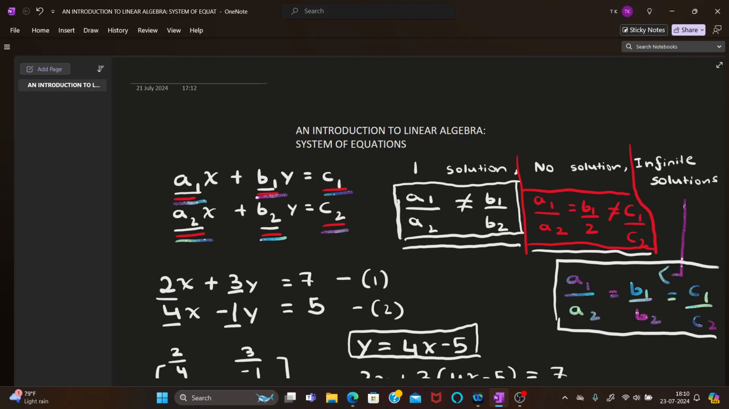Apart from this, we also looked at examples of all three, using this method to see the number of solutions, while also solving them out to prove these methods. Today we covered the system of equations, which is the most basic part of linear algebra.